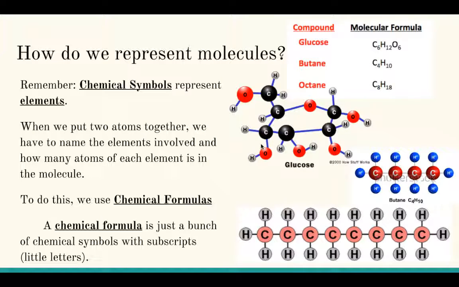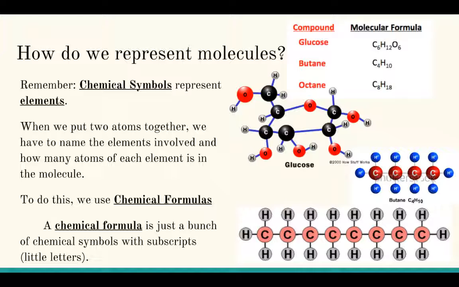So how do we represent molecules? If you remember chemical symbols, we use them to represent elements. They're one or two letters, and the first letter is always capital. The second letter, if there is one, is always lowercase. We have kind of the same system for molecules. When we have two or more atoms together, we have to talk about the elements involved in that bonding and how many atoms of each element are in that molecule.